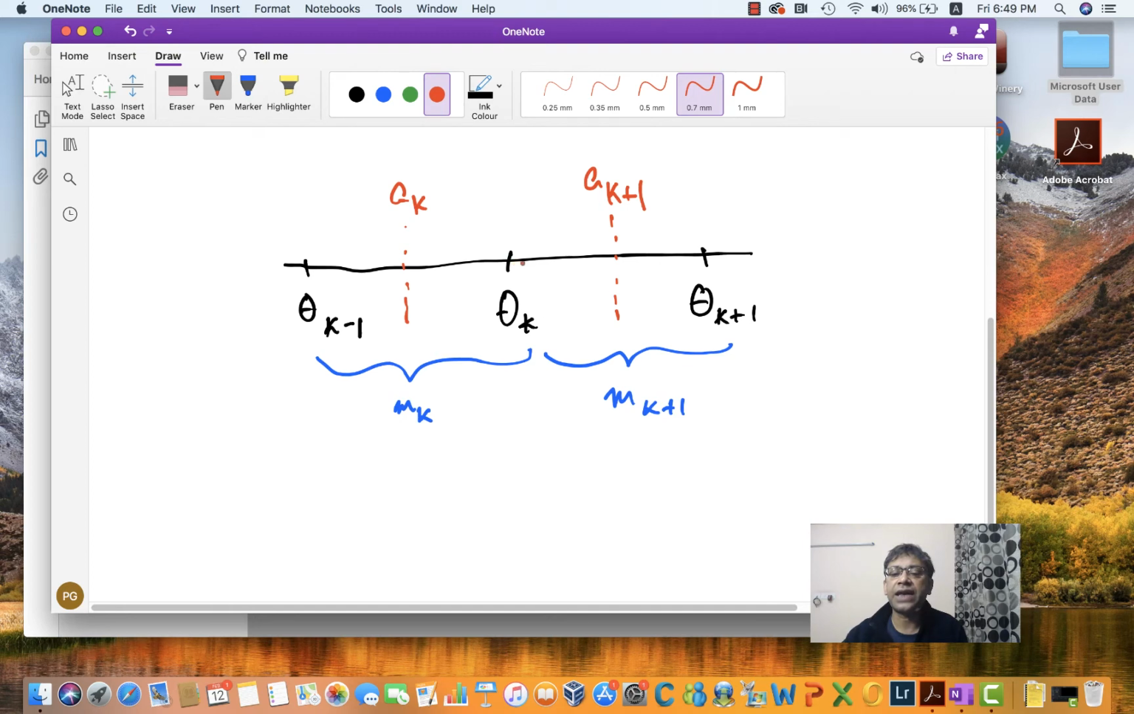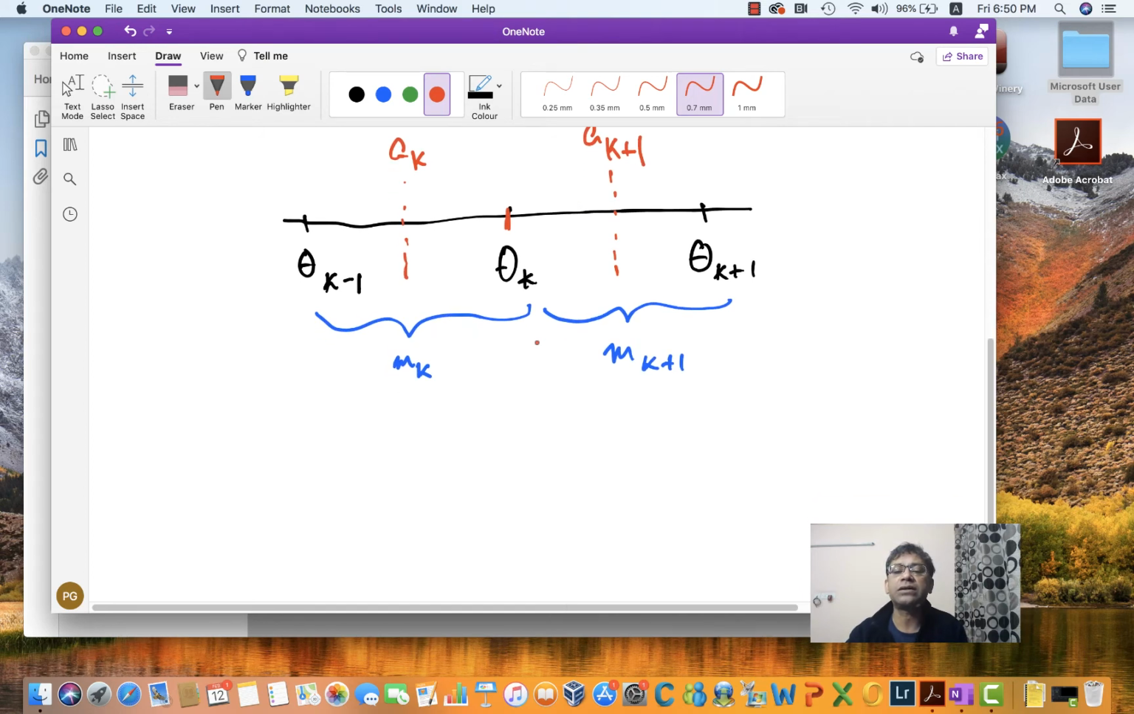So when theta is in this range, the sender prefers ak to ak plus 1. On the other hand, if theta is in this higher range, then he's supposed to prefer the action ak plus 1 to the action ak, which means at the cutoff point, he should be indifferent between these two actions, which is to say, he should be indifferent between sending the message mk and the message mk plus 1. And this indifference property is what we're going to exploit to solve for the equilibrium, right?